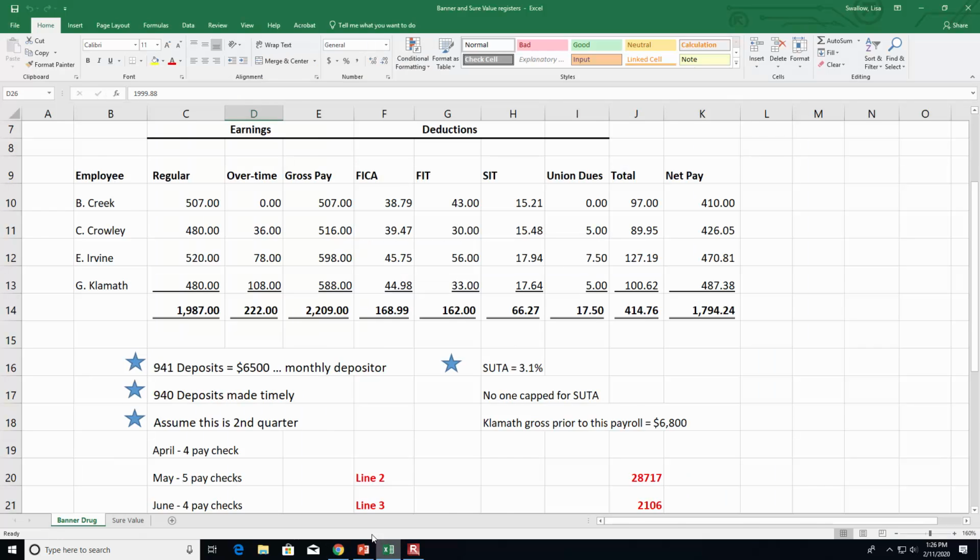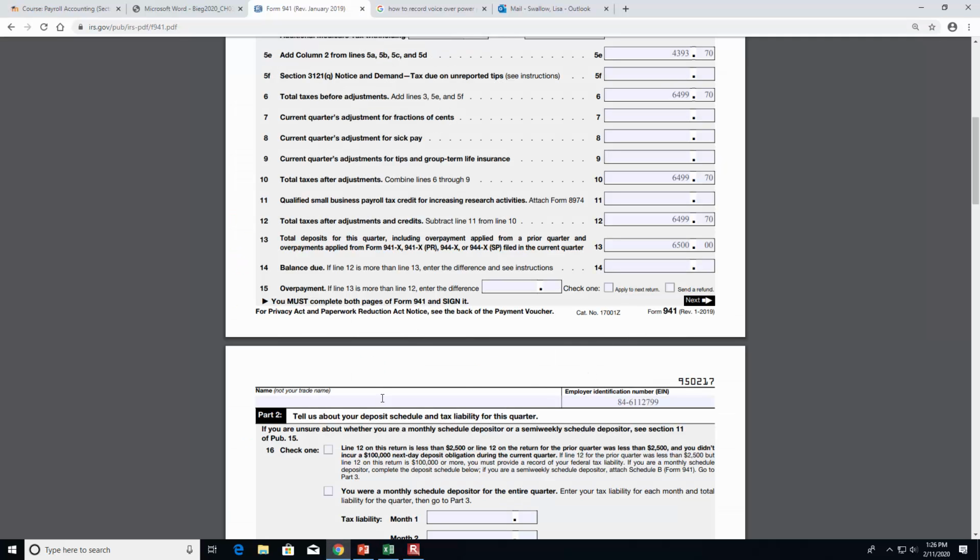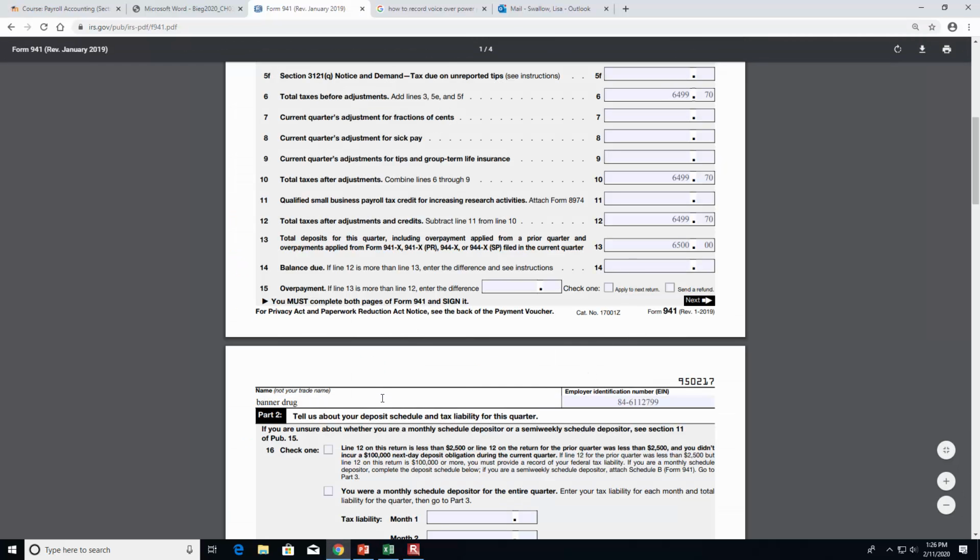I have to tell you that somewhere, and I did. I told you right here. In the real world, I'm going to go to my general ledger and pull my deposits off of it. In the real world, you're going to hit a button, and QuickBooks is going to spit this out. But again, you have to know how to verify whether it's right or not, because ultimately, you're going to sign your name to it.